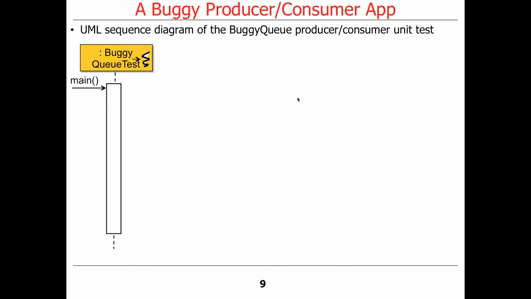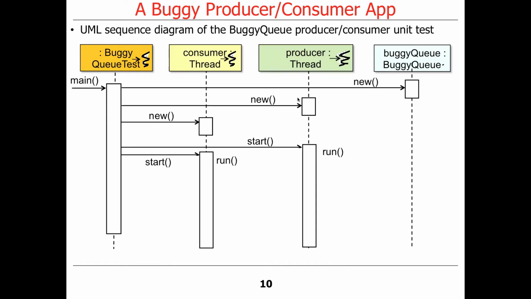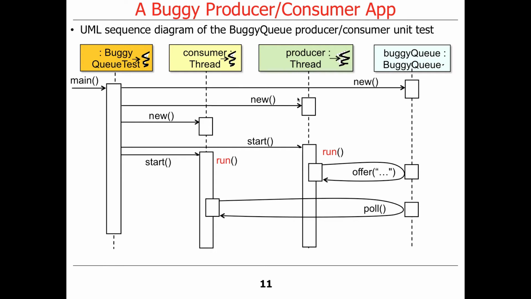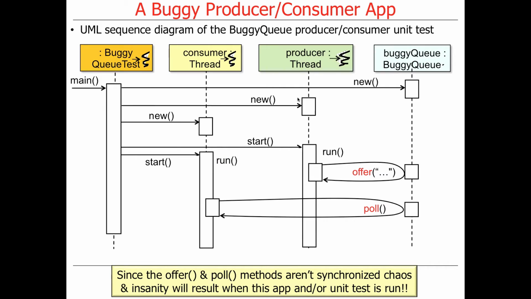Basically what happens is we have a BuggyQueueTest, and this test creates a producer thread and a consumer thread, and they're going to try to coordinate their actions through a queue. Then the run methods are called on both of these threads, and they run in a loop and basically do offers and polls. But since these are not synchronized, chaos and insanity results. Something bad will happen, and I'll show you what the bad things will be.